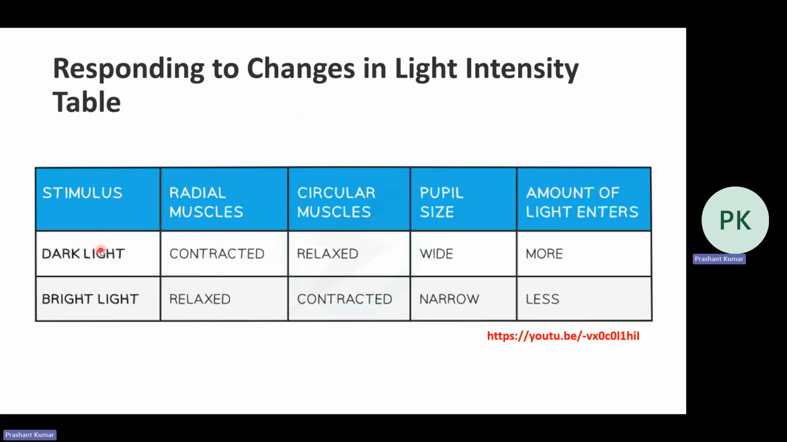In dark light or in night sight, radial muscles contract, circular muscles are relaxed, pupil size will widen up, and more light will enter inside the eye. But in case of bright light, it's already bright. We don't need that much light. So your radial muscles will relax, circular muscles contract, pupil size will get narrower, and less light will enter the eye.